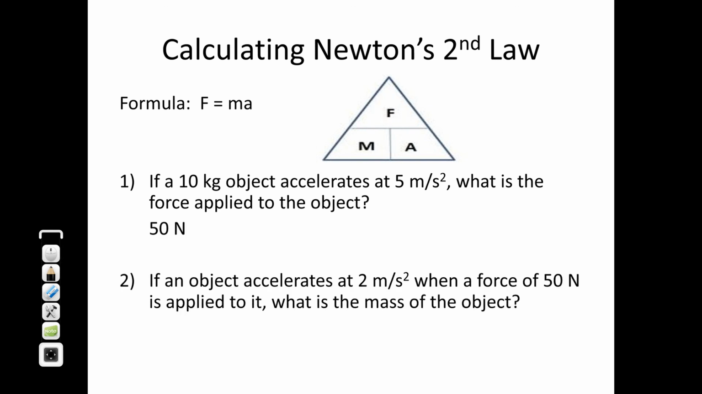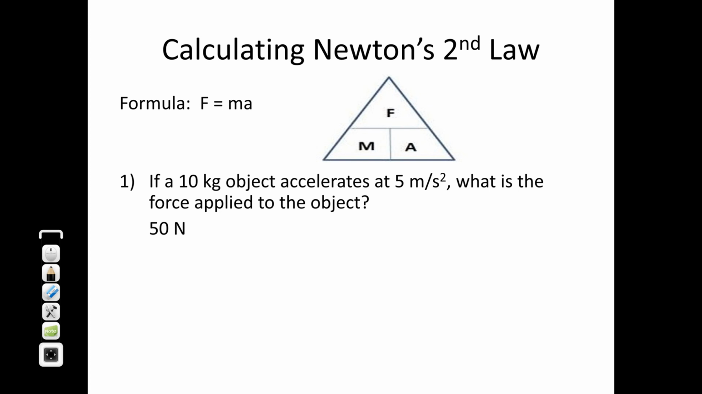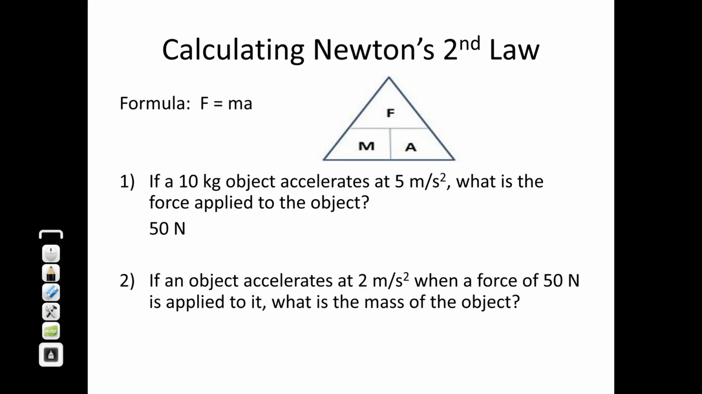If an object accelerates at 2 meters per second squared when a force of 50 newtons is applied to it, what is the mass of the object? So mass, cover it up. Mass equals force over acceleration. Force is 50 newtons. Acceleration is 2. This is 25 meters per second. Oh, no, not 25 meters per second. I'm sorry, for mass, 25 kilograms. Questions there at all? No.